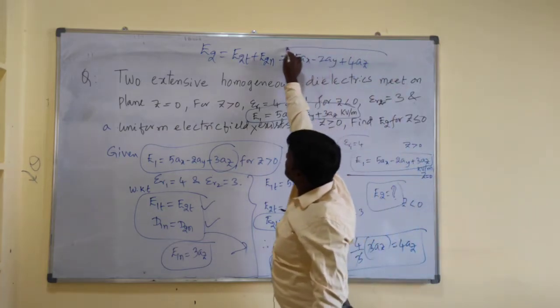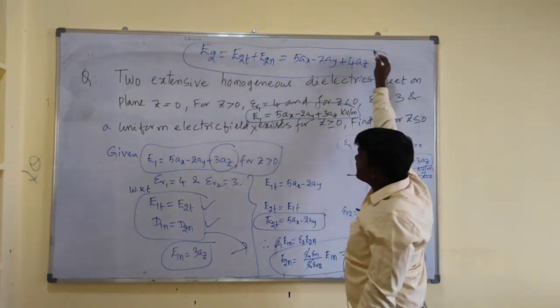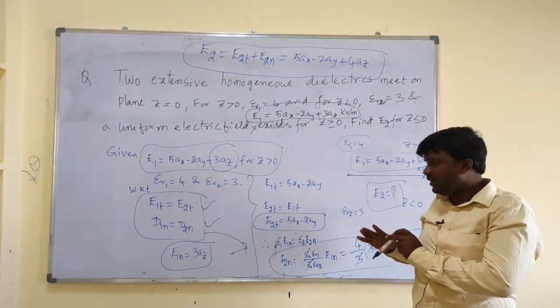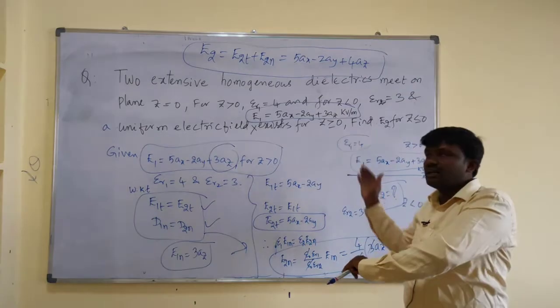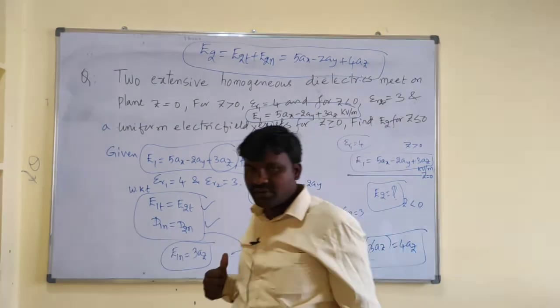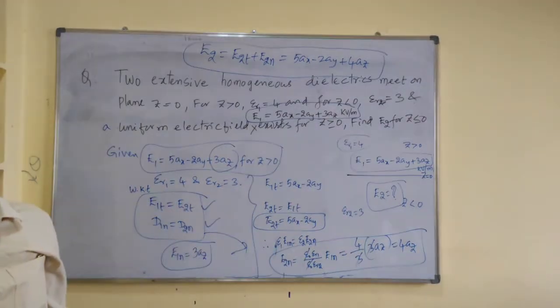So, this is about the calculation of the electric field on the other side. If we know the electric field on one side, we can determine the electric field on the other side by using boundary conditions. So, this is the problem related to the boundary conditions. We will meet in the next video.